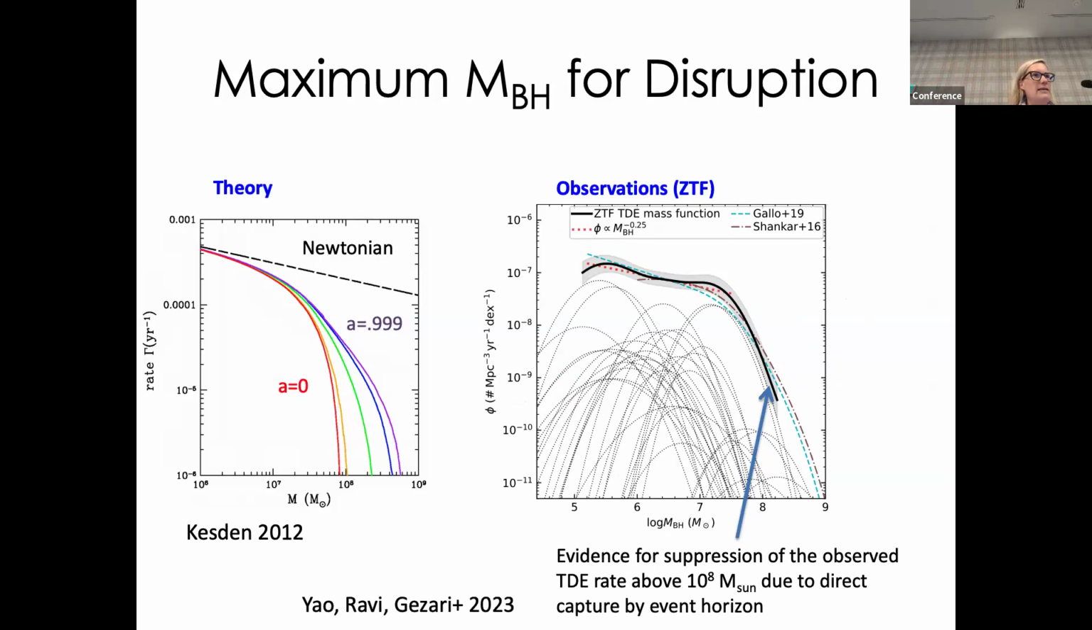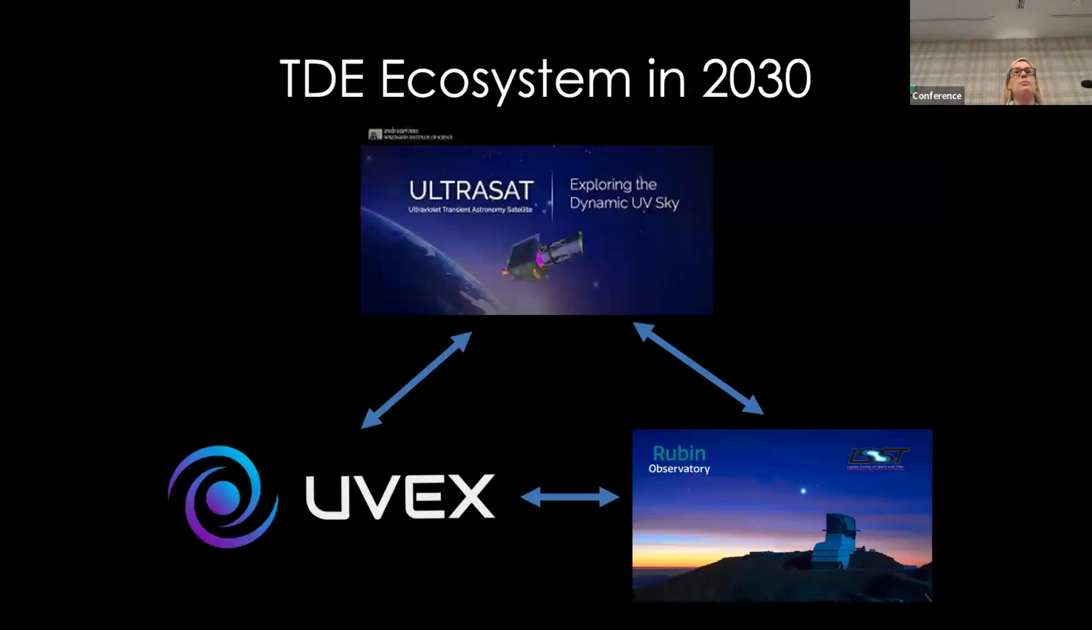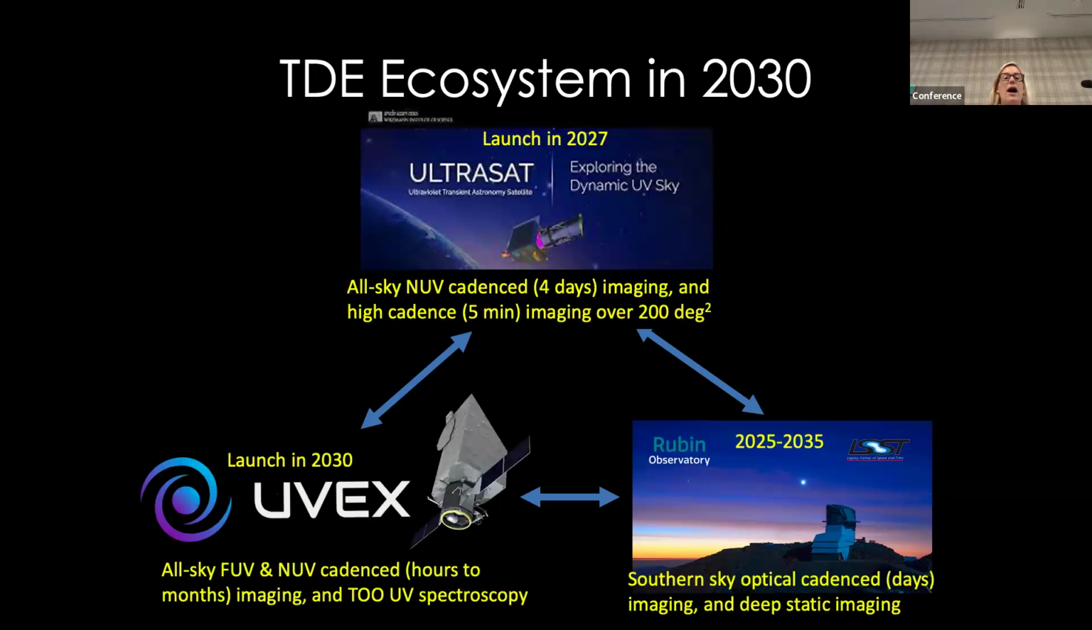But enough about the past. I'm really here to talk about the future. And I'll tell you that the future is bright. So already in 2030, we're going to have a very exciting ecosystem for studying tidal disruption events. We're going to have this trio of capabilities in the UV and optical that are going to be really fantastic.